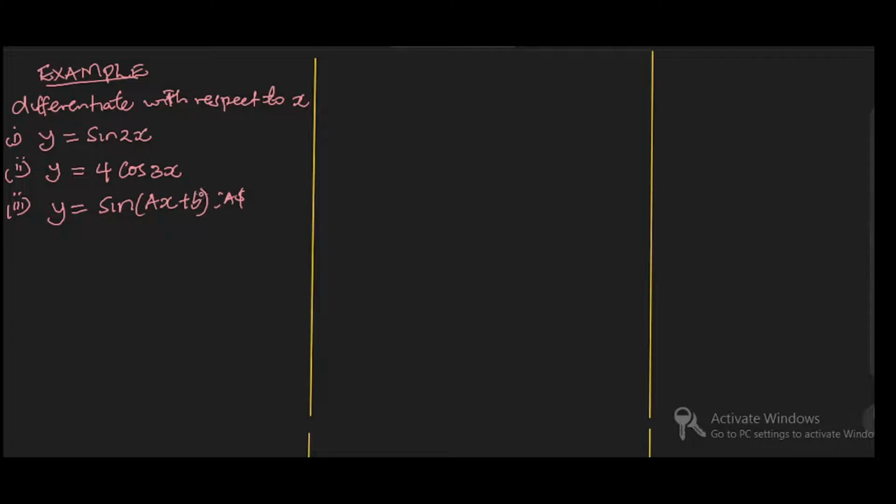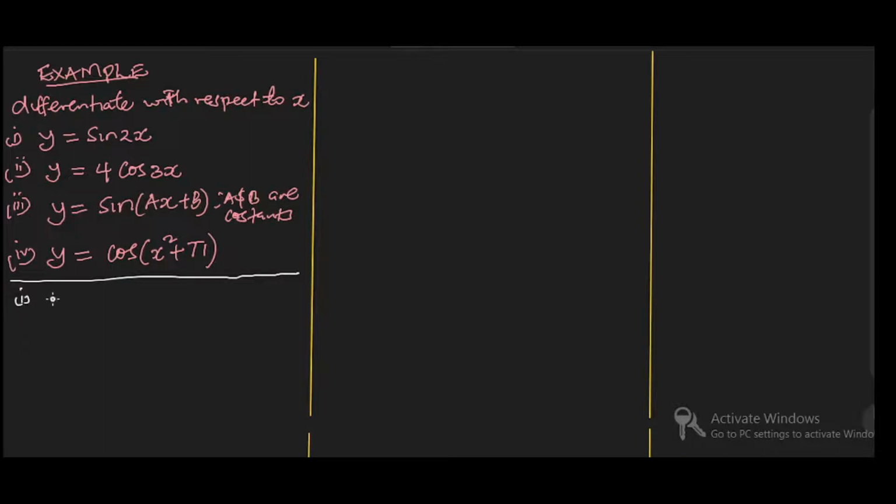A and b are constants. And we also have y being equal to cos x squared plus pi. Okay, we'll keep adding on more work from there. So that's what we have. To start with, we have Roman 1. We have y being equal to sine 2x.